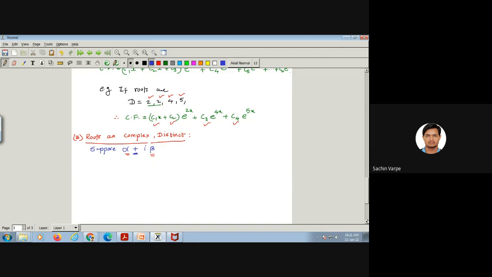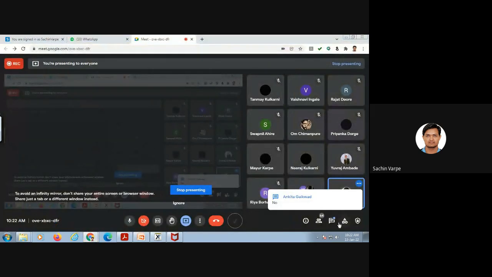So let me ask you, if we have a cubic equation, then is it possible to have all its roots to be complex? For the cubic equation, is it possible to have all its roots to be complex? Let me see how many of you are replying. You can reply in chat box.